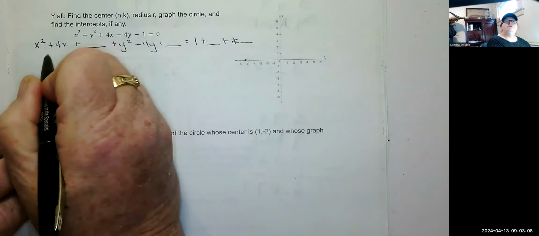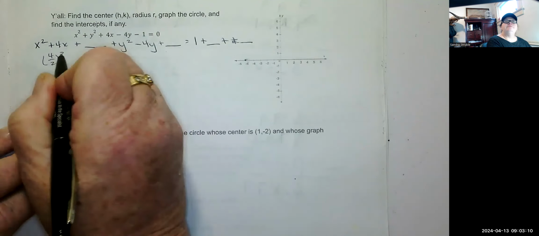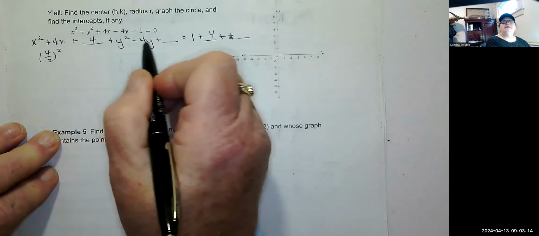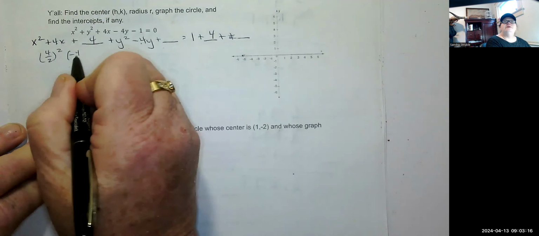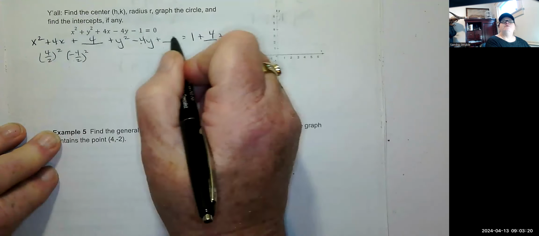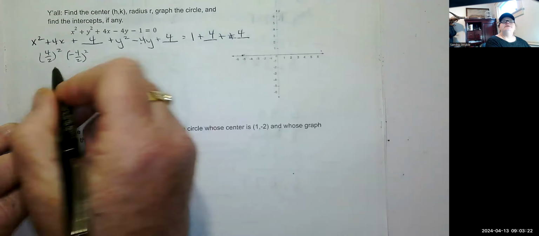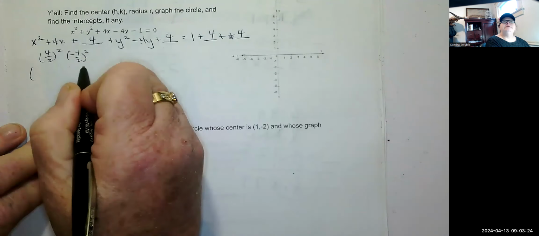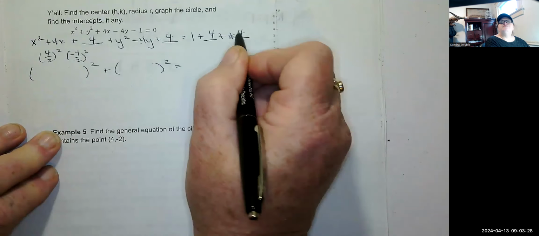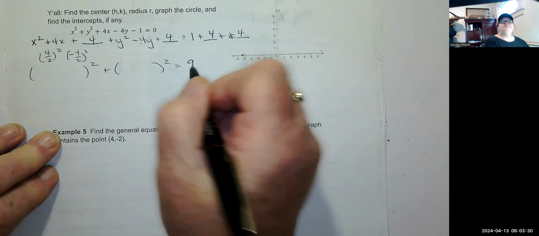So I'm going to take my 4 divided by 2 and square it, which is 4. I have to add it to both sides. I'm going to take my -4 divided by 2 and square it. -4 divided by 2 is -2. Squared is 4. Add that to both sides. Now I'm going to do the completing. Plus squared is equal to 4 plus 4 is 8 plus 1 is 9.